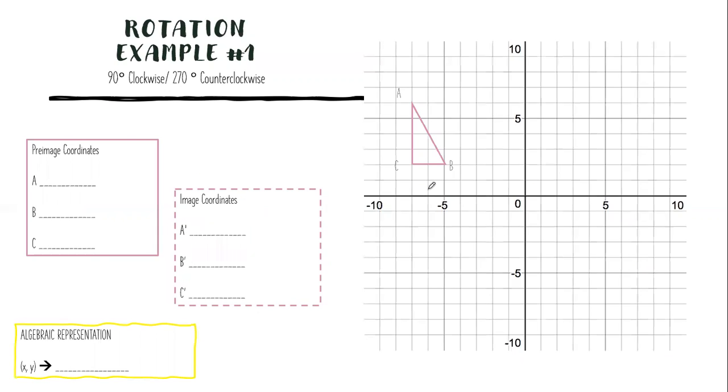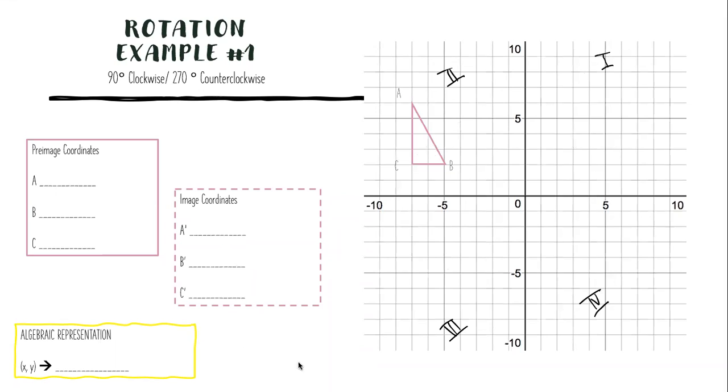All right, first one. We're going to rotate A, B, and C 90 degrees clockwise or 270 counterclockwise. So just a reminder, this is quadrant 1, quadrant 2, quadrant 3, and then quadrant 4. Which quadrant should it end up in if I'm going 90 degrees clockwise? Number one. Because clockwise is this way, so it'll go 1 over this way. If it was going 270 counterclockwise, 90, 180, 270. So it should end up in quadrant 1.